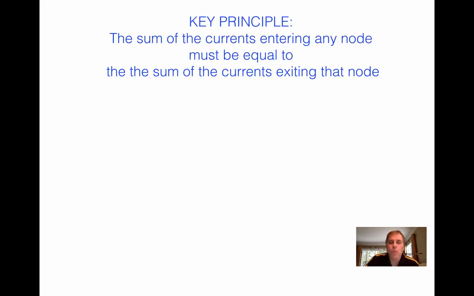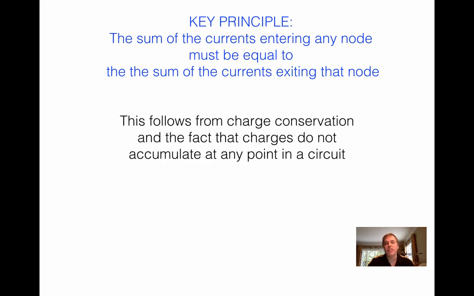Okay. Principle that we've mentioned in class, very important. The sum of the currents that enter any node must be equal to the sum of the currents exiting that node. Sorry about the typo there. So the sum of the currents coming in is equal to the sum of the currents coming out. This follows from 2 things.